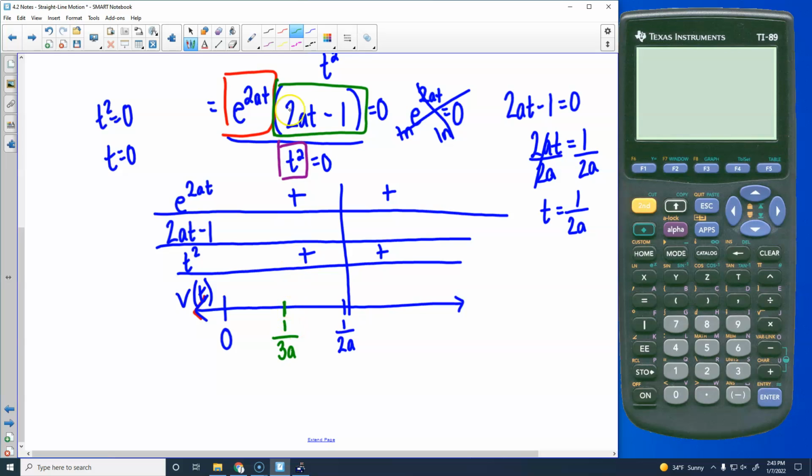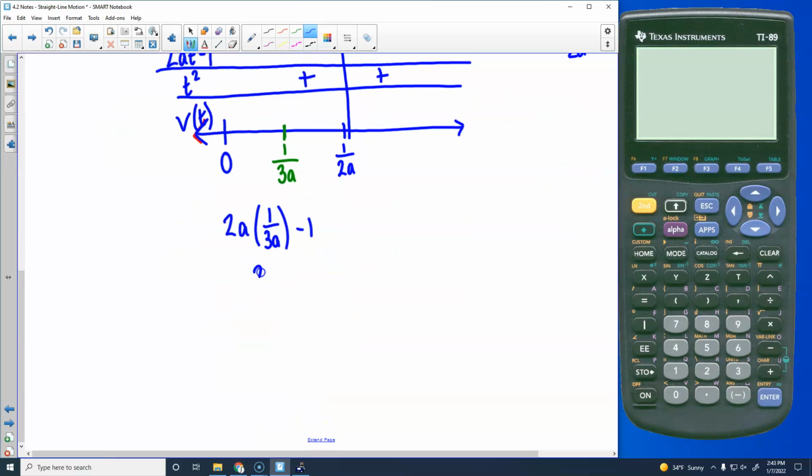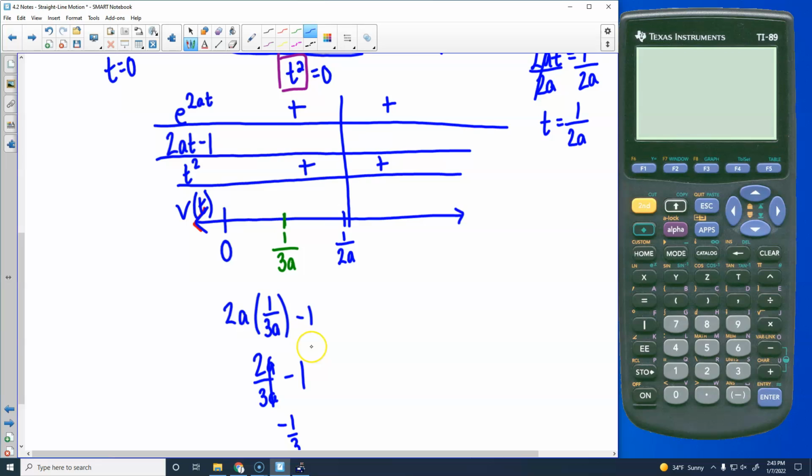So if I try that, 2a times 1 over 3a minus 1 gives me 2a over 3a. My a's will cancel. 2/3 minus 1 is going to be negative 1/3. So I will get a negative right here.